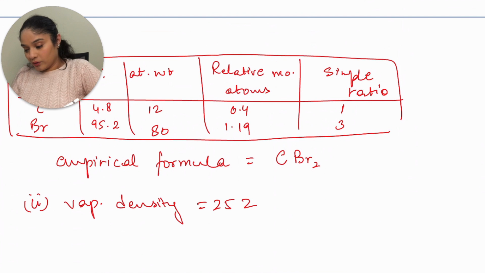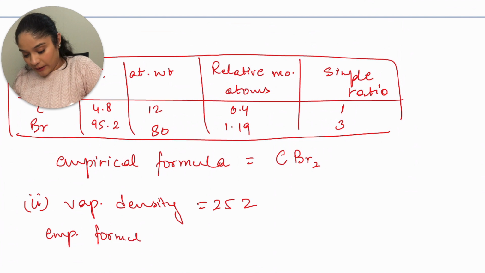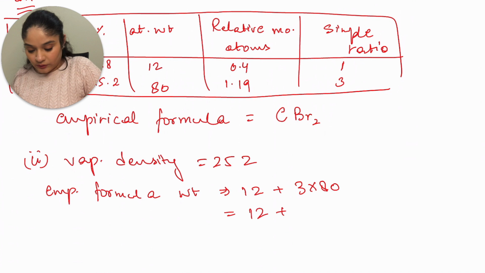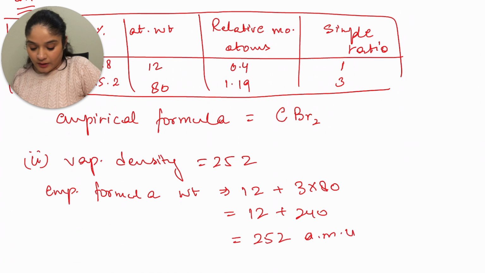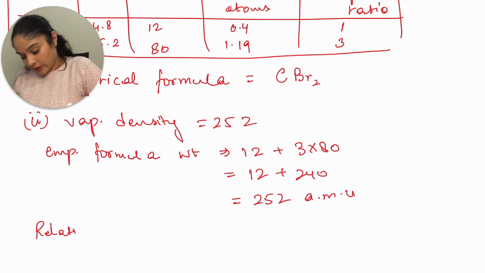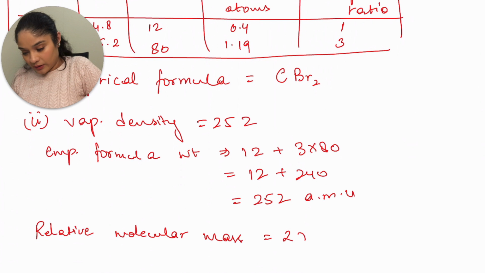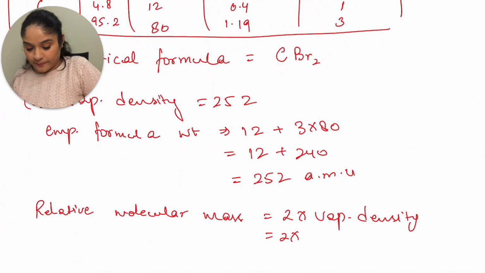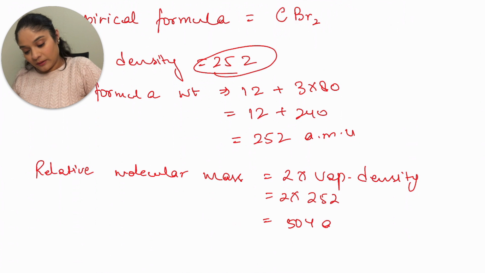So we use the basic understanding. First we'll calculate the empirical formula weight. Empirical formula weight is 12 plus thrice of 80, so 12 plus 240, that would be 252 AMU. Then we'll calculate the relative molecular mass, that would be 2 times vapor density. They have given 252 as the vapor density, so 2 times 252 becomes 504 AMU.